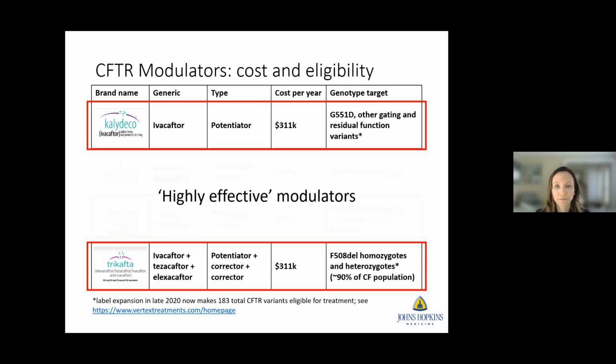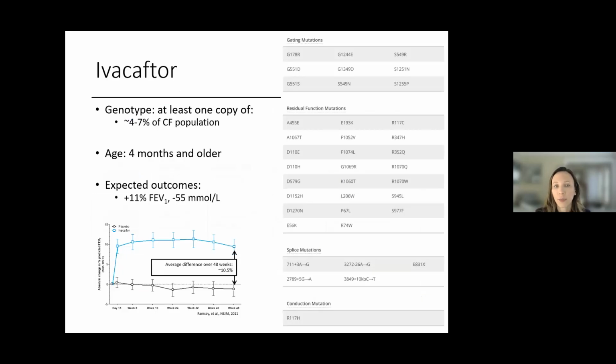So what I want to talk about just in the next few slides are what we call the highly effective modulators. I don't love this term, I'll be totally honest, but it seems to be sort of taking over in the literature. Basically, this is saying the drugs that work really, really, really well, where we see a significant increase in lung function and a significant decrease in sweat chloride. So I'll show you kind of what that looks like.